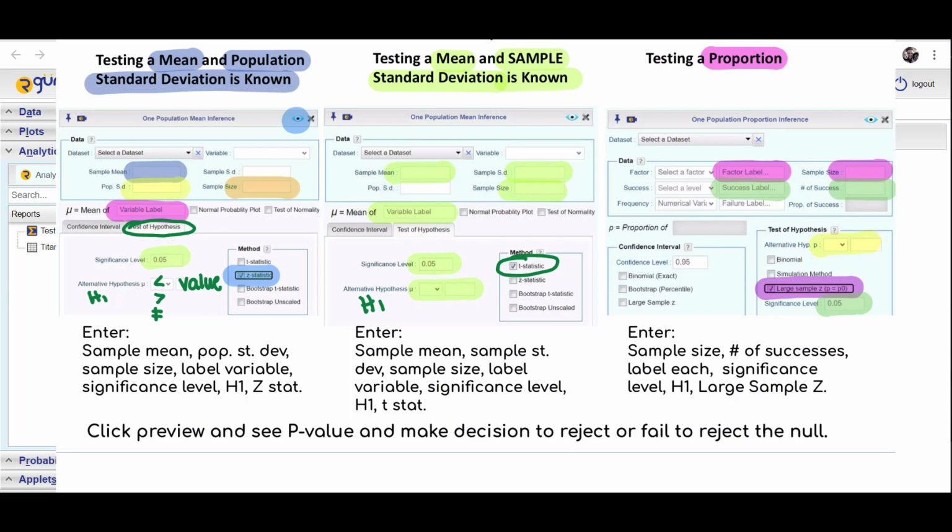And then for any of these, once you fill everything out, you're going to hit the preview button, and that's going to give you your p-value.